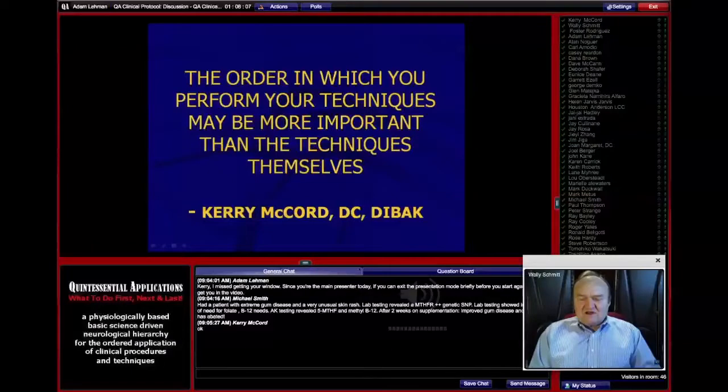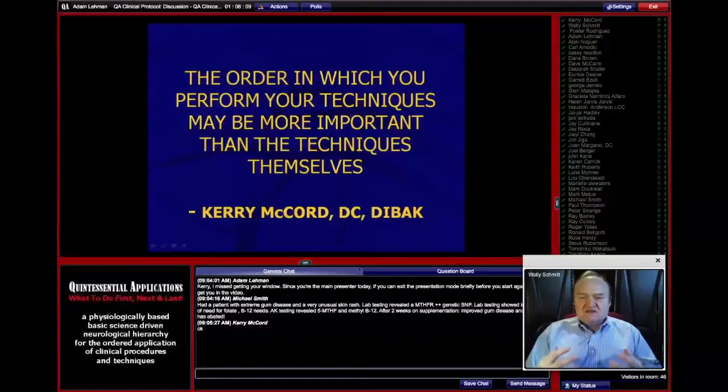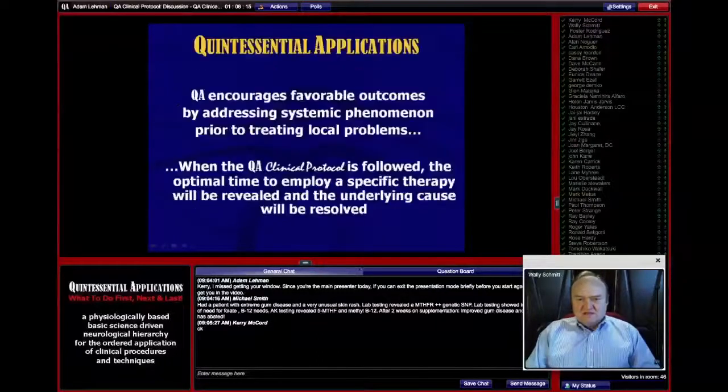And we follow physiological processes which lead us to reinforce the philosophy of healing and natural healthcare issues that we can address in patients. Quintessential Applications encourages favorable outcomes by addressing systemic phenomena prior to treating local problems. When the QA clinical protocol is followed, the optimal time to employ a specific therapy will be revealed, and the underlying cause will be resolved.